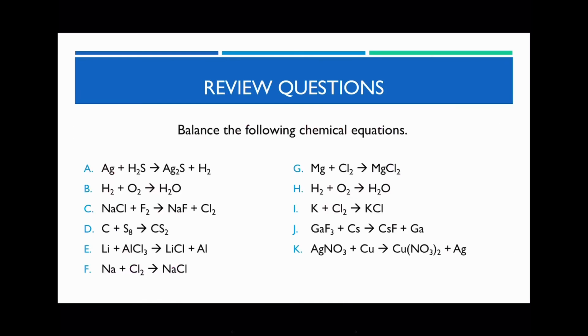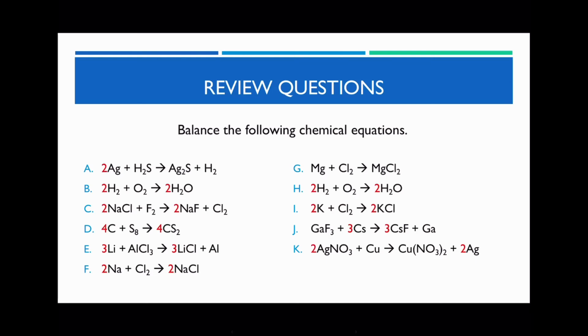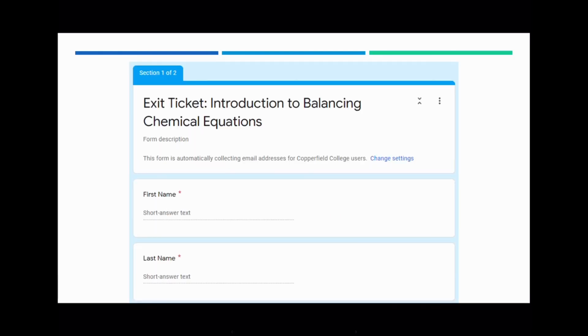Now, what I'd like you to do for the remainder of today's period is please answer the following questions. Please balance the chemical equations, and once you've done that, this is the answer that you should obtain. And if you've got some time in this lesson, I'd like you to please answer this exit ticket that can be found in Google Classroom. There's just a few multiple choice questions. It won't take you too long at all.